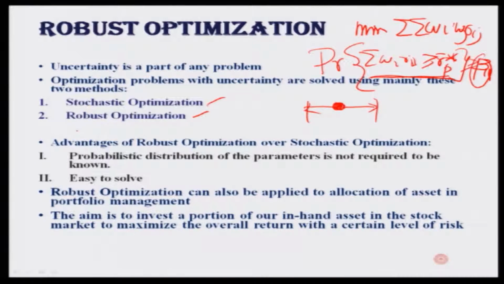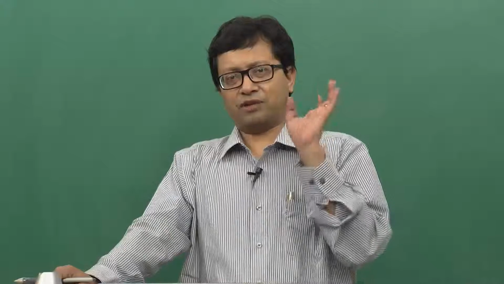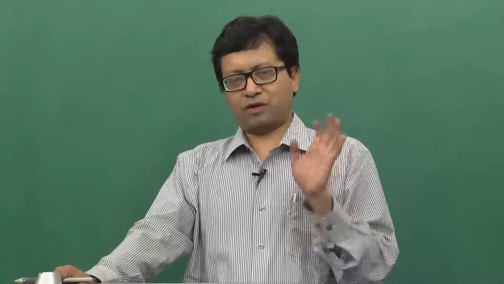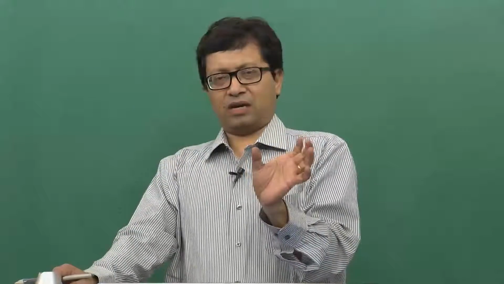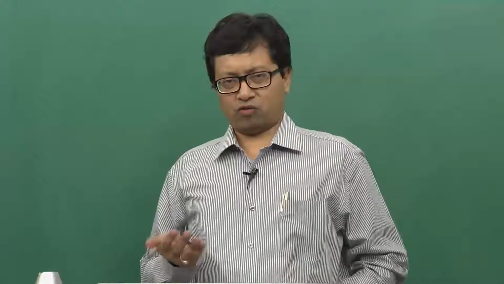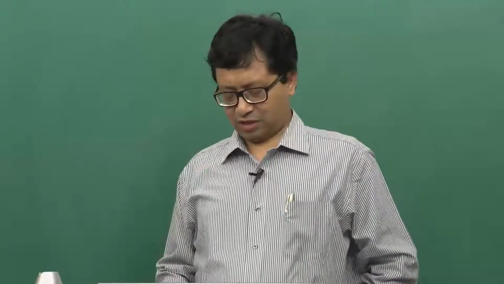Robust optimization can also be applied to the allocation of assets in portfolio optimization, which we will consider. The aim is to invest a proportion out of the total money you have in your hand in assets in the stock market to maximize the overall return or minimize the risk, or whatever your actual concept is, but with the fact that the input variables are non-deterministic and we would not consider any distribution to be true. We will consider the concept of a set in a very general sense, as the set will give in a way the overall reliability or the overall robustness for our answer.